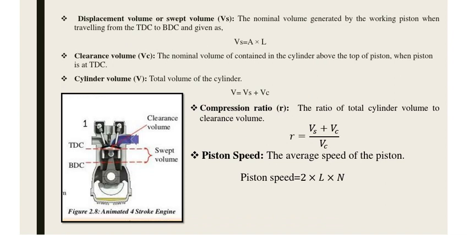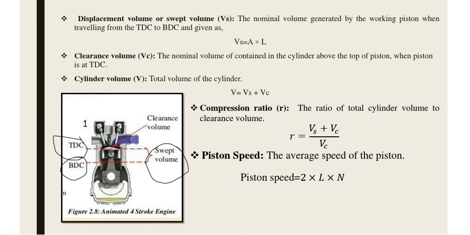Now look at this figure. This is my TDC and this is my BDC. When the piston moves from TDC to BDC, some amount of volume will be generated. That volume is called swept volume. So this is a swept volume, which is defined as the nominal volume generated by the working piston when traveling from TDC to BDC.